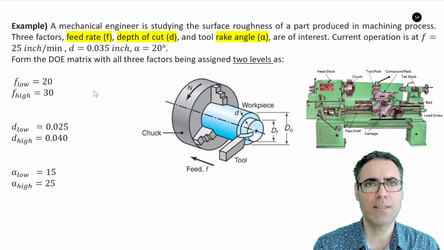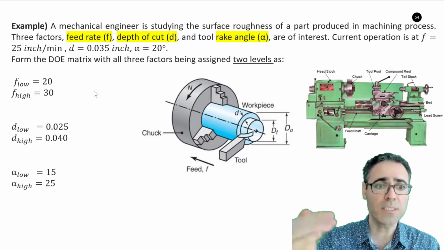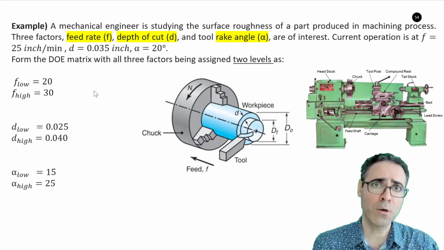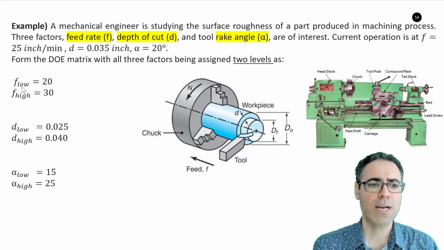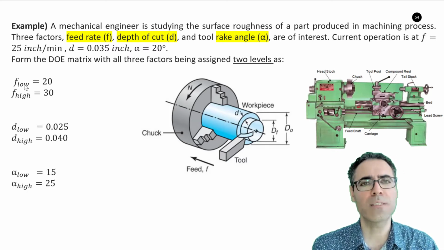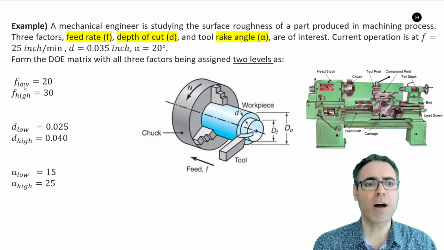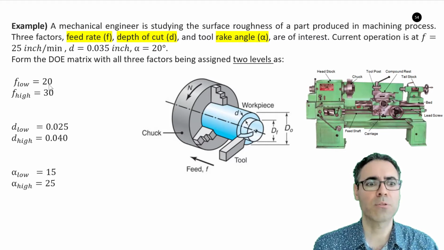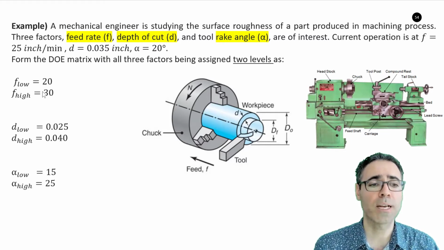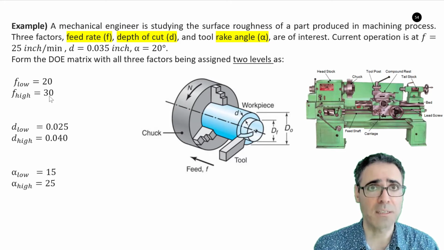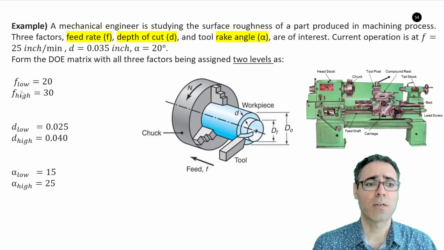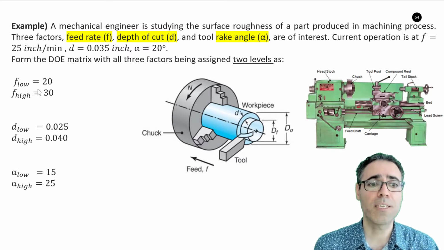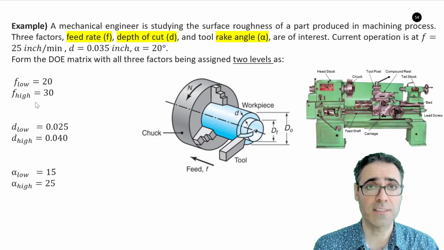And when we say two levels, it means that, similar to the previous example, we increase or decrease, like a low value or high value. Let's look at the feed rate. Currently, our feed rate is 25 inches per minute. So we decide for -5, so we get to 20, and +5, so we get to 30 inches per minute. All right, so our lower level for feed is 20 and the higher level is 30.